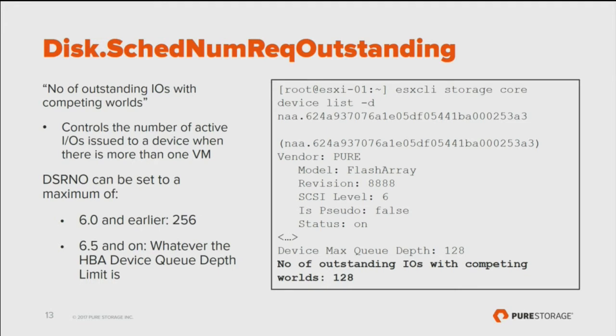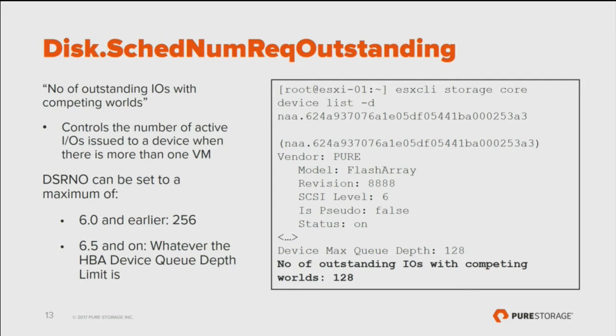And so the two questions you might ask are, why did they make that change? And why does this even exist? Well, first off, DSNRO is a hypervisor level queue depth limit. Right? It's one kind of overriding setting for the HBA device queue depth limit. If you only have one VM or 0 VMs on a given device, DSNRO is ignored. If you have more than one VM on that host, on that device, then DSNRO is calculated.